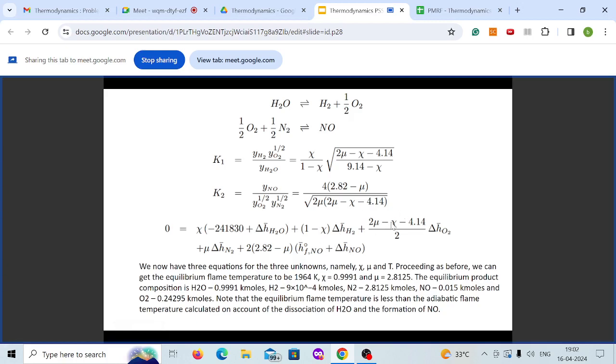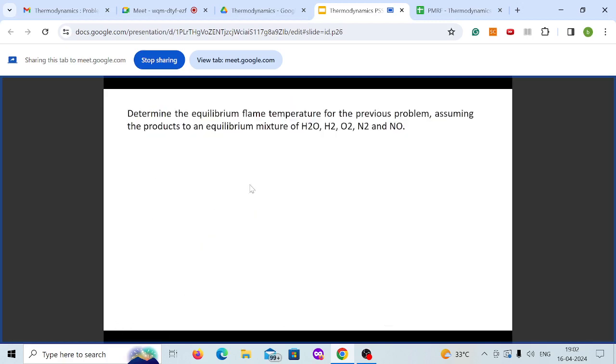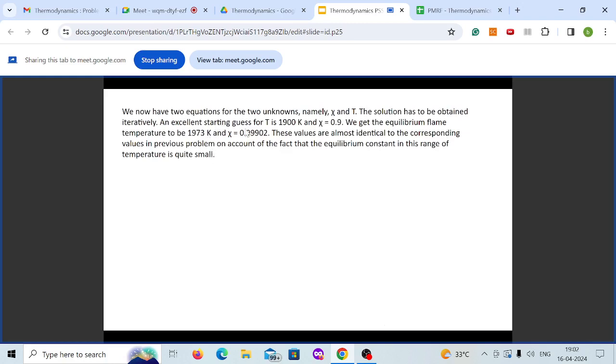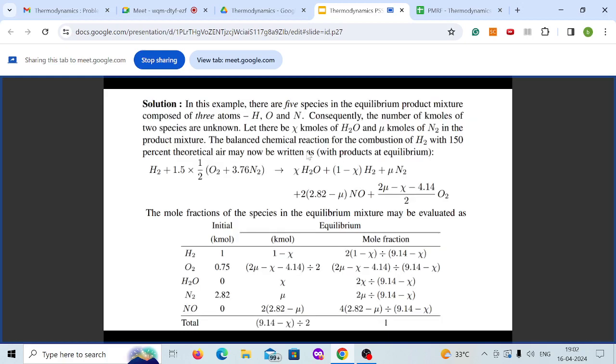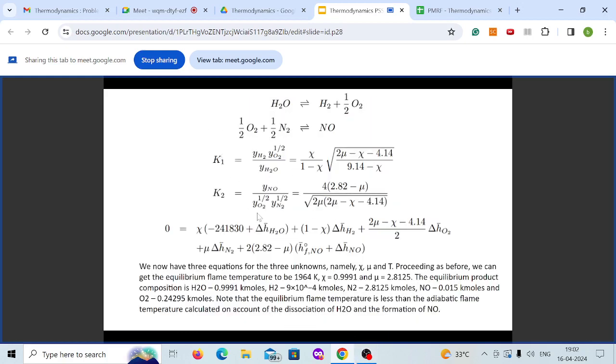Similarly, since it is the same as the previous problem, we can start with the same equilibrium temperature value of 1973 and starting values of x and mu. Assuming that, substituting in the expression and solving it iteratively. So just like previously, we assume 1973, and from there we estimate K1 and K2.